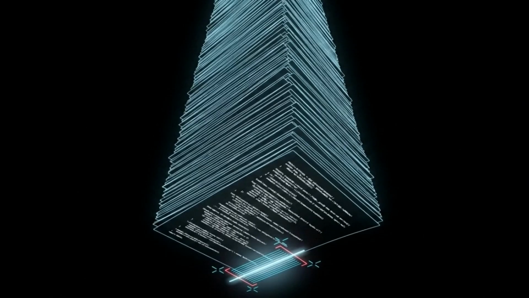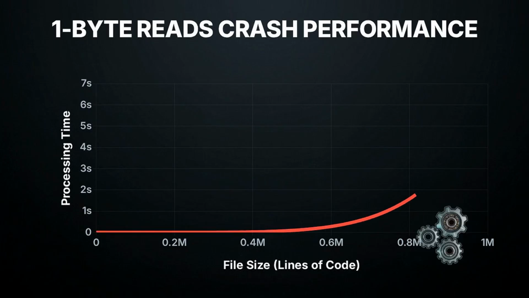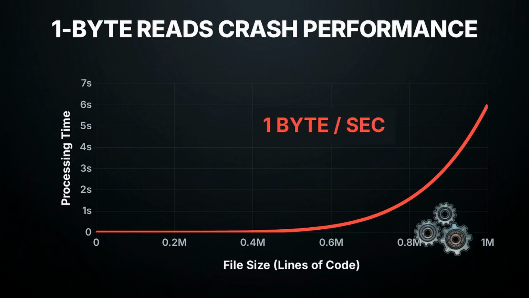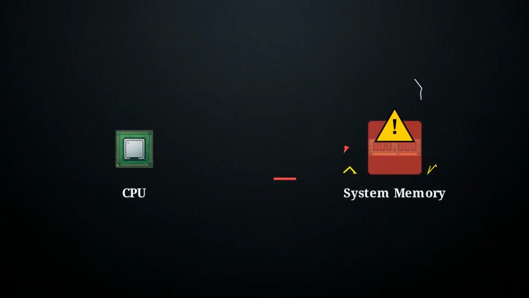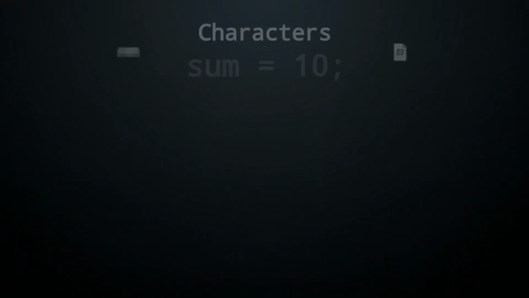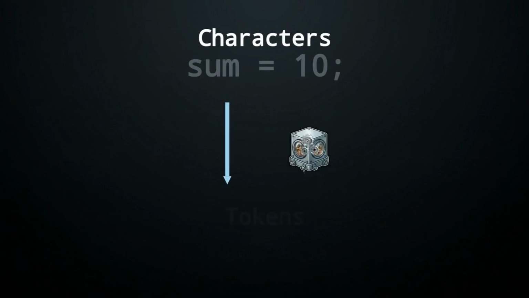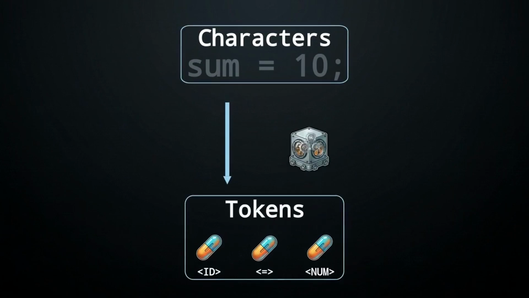But this raises a mechanical problem. Reading a million-line source file, one character at a time from a hard drive, would be incredibly slow. How does a compiler execute this scan without destroying system memory and performance? We cover the mechanics of input buffering in the next part. For now, remember the absolute core function of lexical analysis. Characters enter, and tokens exit.